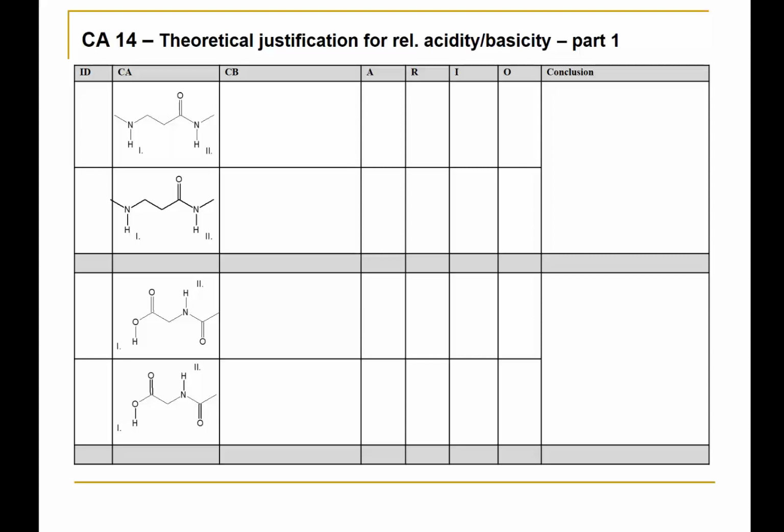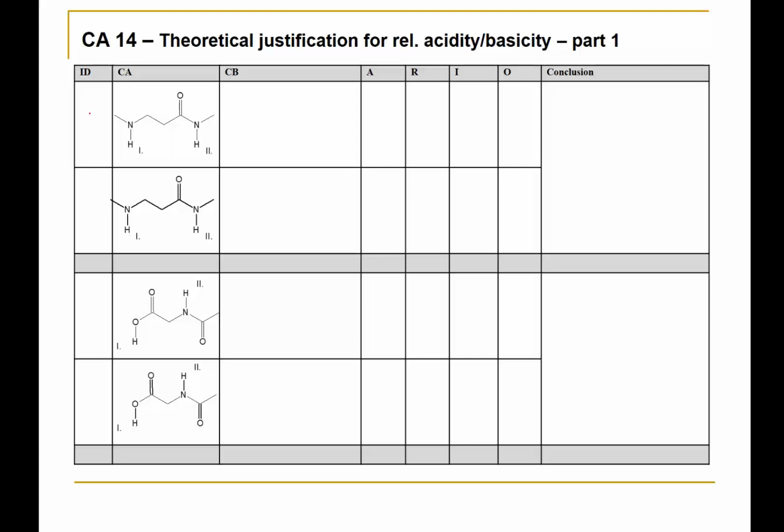I've set up these charts so that the comparisons between the conjugate bases and their relative stabilities will be more straightforward for you, and then you can very clearly make a conclusion about the relative acidity of the conjugate acid. So starting off in the first 2 rows, we're actually talking about only one molecule, but we're talking about 2 parts of that one molecule. So part 1 is the amine, part 2 is the amide. So we're comparing the relative acidity of an amine versus an amide.